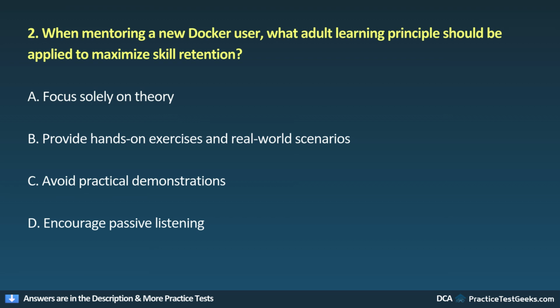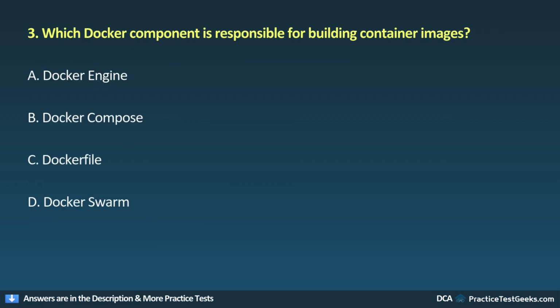2. When mentoring a new Docker user, what adult learning principles should be applied to maximize skill retention? A. Focus solely on theory. B. Provide hands-on exercises and real-world scenarios. C. Avoid practical demonstrations. D. Encourage passive listening.